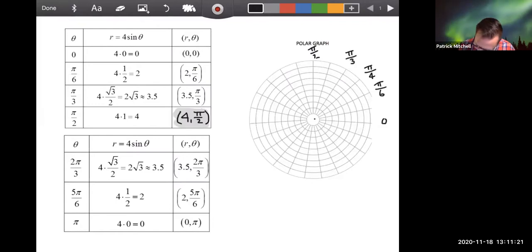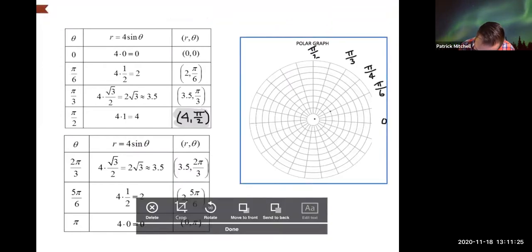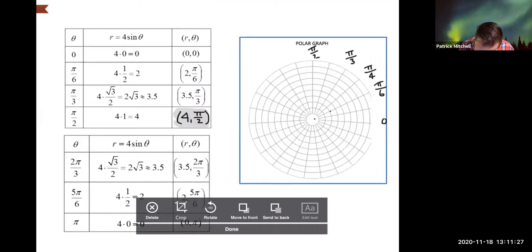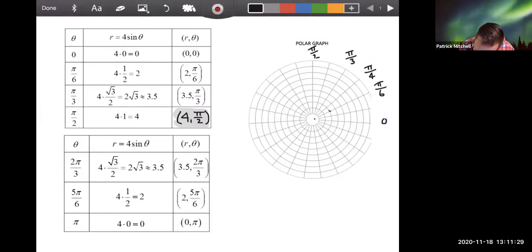All right. So 2 comma pi over 6. Pi over 3 is right here, and we're going to go out 3.5. Actually, I just noticed something.